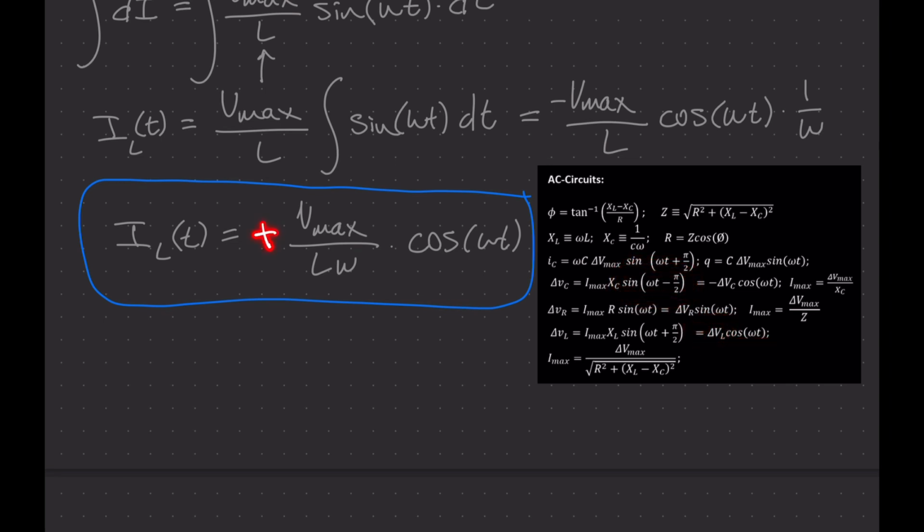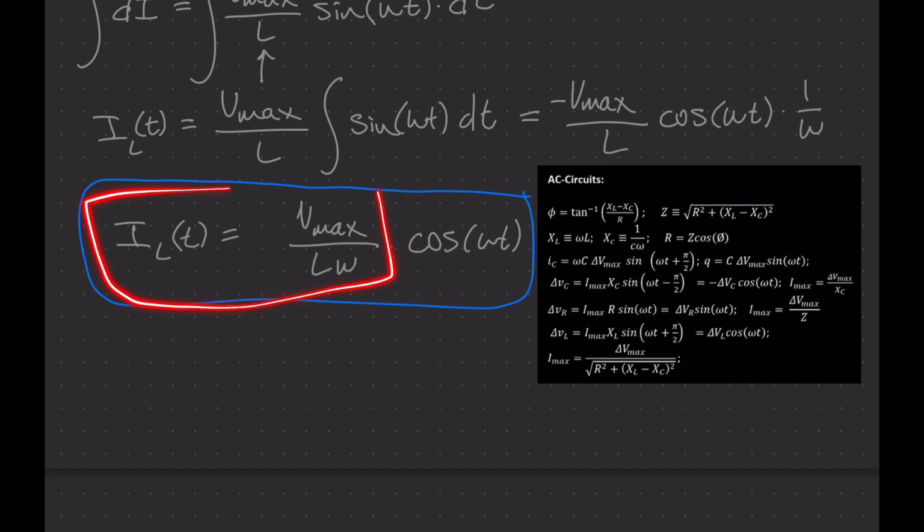So I think I made another mistake here with this minus sign. I'm just going to remove it. Like I said before, don't worry about these minus signs. Just get rid of them if they don't look good. Or at the end of the day, you could just say magnitude and be done with it. So we have V max over L omega, and that equals I.